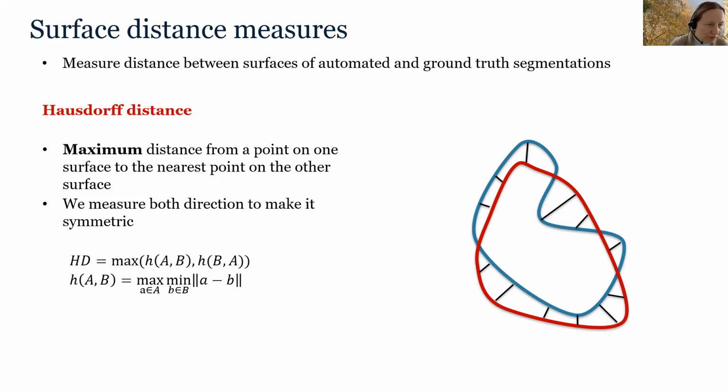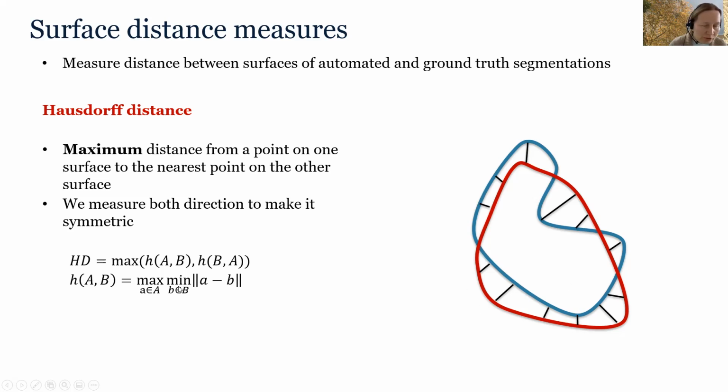So Hausdorff distance takes the maximum distance from a point on one surface to the nearest point on the other surface, which means that we find the minimum distance for all the points and then get the maximum. So that's expressed here in this equation. A is a point on the red curve, let's say. Then we find the closest point on the other curve, which will be the B. That's expressed here by the minimum distance. And then we take the maximum over all points A.